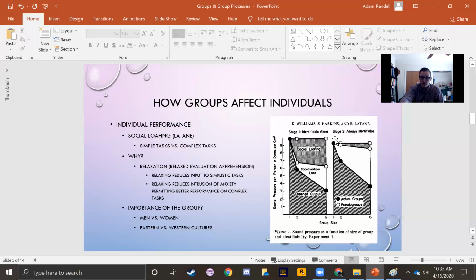So again, they created this situation where 2 people would actually shout together or 6 people would actually shout together. When 2 people would actually shout together and they thought that their individual output could be identified, their output dropped a little bit, but not as much as over here when they couldn't be identified. And then when 6 people were shouting together, all right, but each individual could be identified, it dropped quite a bit, almost as much as when they couldn't be identified. But again, remember that it's possible that there was coordination loss.